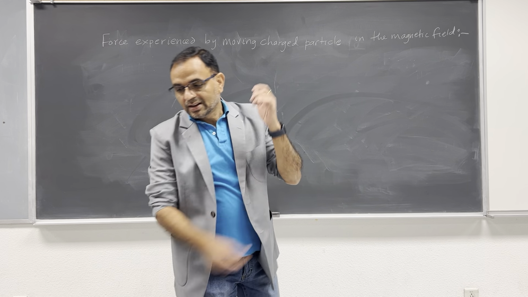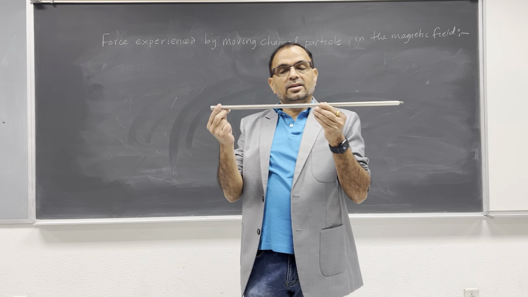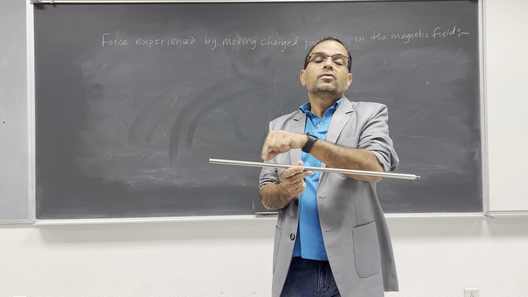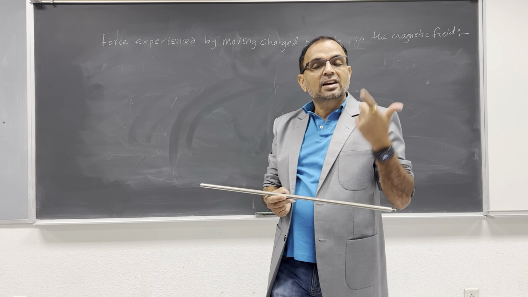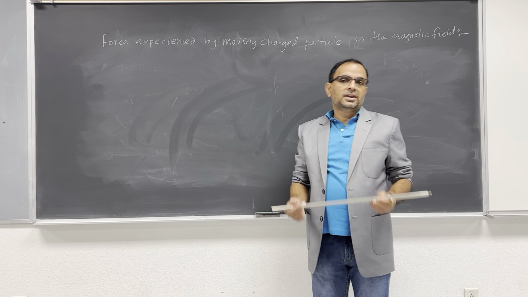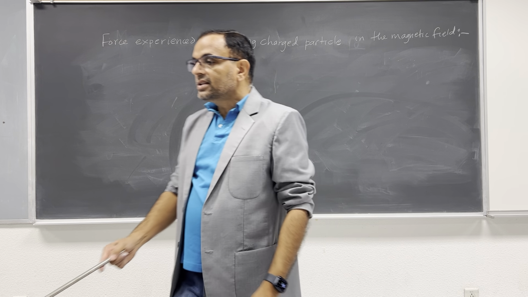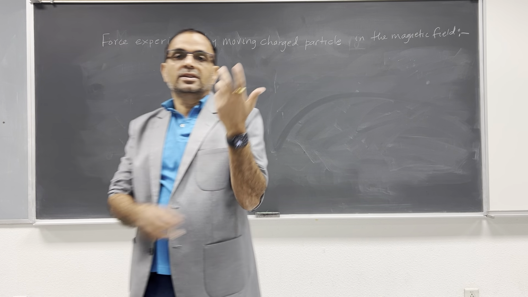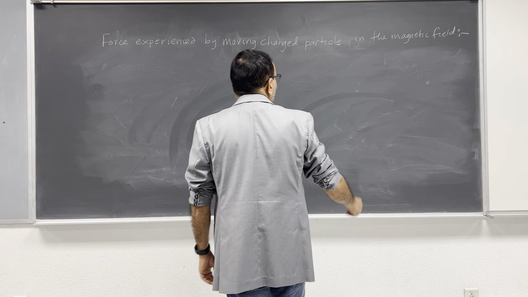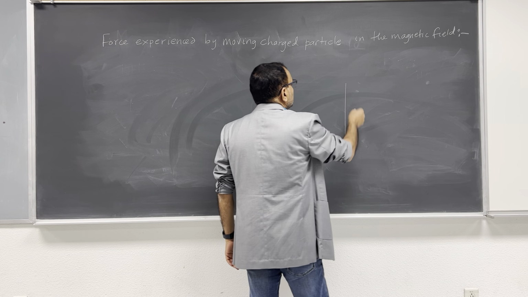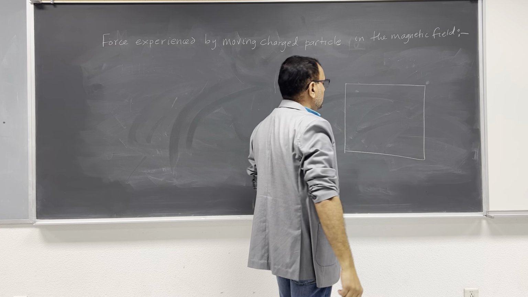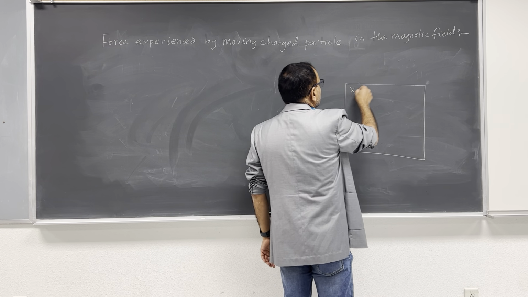Why? Because if this is a conductor and there is a current, that means a charged particle is moving through this conductor, and actually that charged particle is the electron. Due to that moving electron, this conductor experiences the force. So if a charged particle is moving individually, then in that case also the charged particle experiences a force. So let us suppose this is the magnetic field, a uniform magnetic field. I want to draw like this.